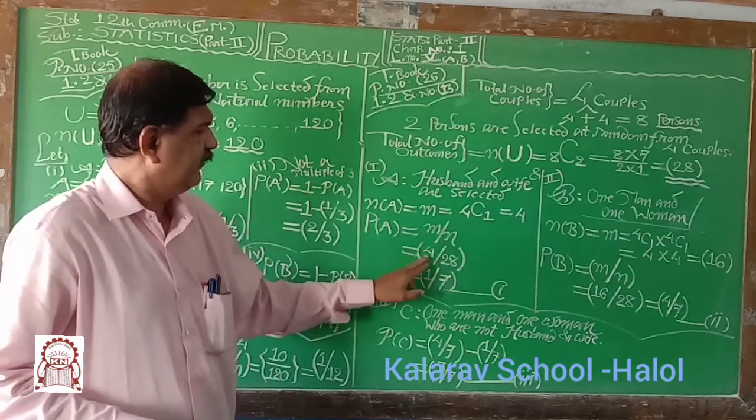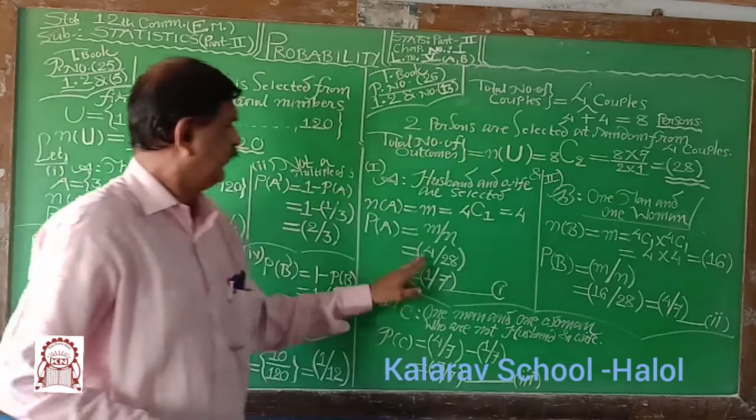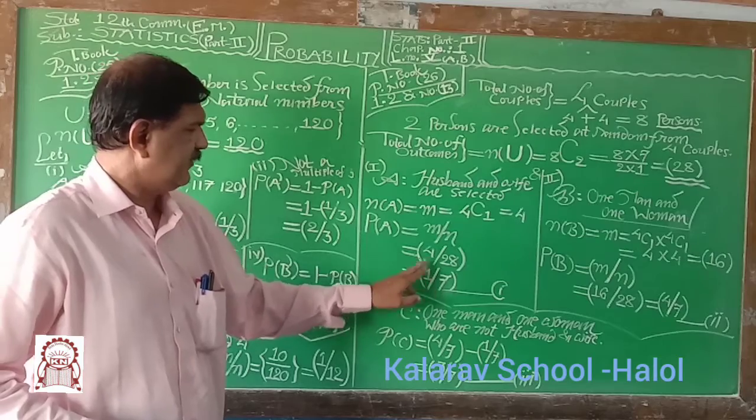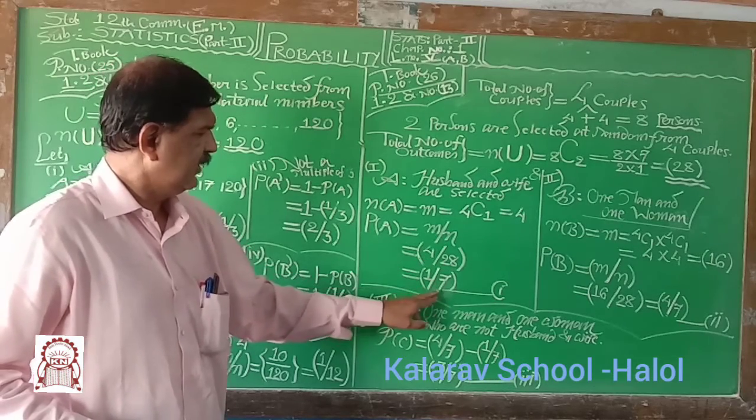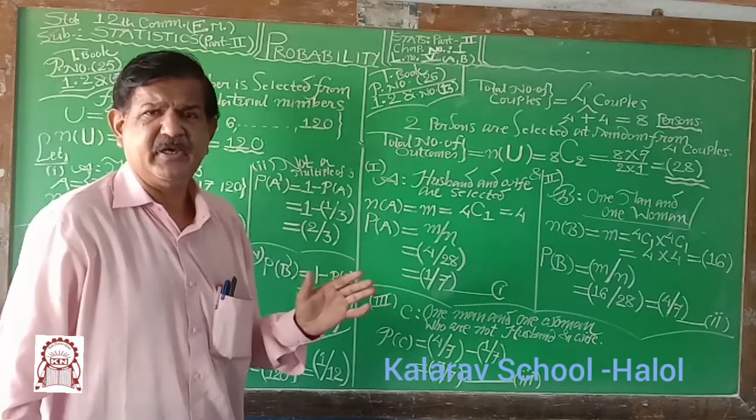Required probability is 4 upon 28, because total outcomes are 28. 4 upon 28 is 1 upon 7, since 4 ones are 4 and 4 sevens are 28. That is answer number 1. Next, a man and a woman are selected.